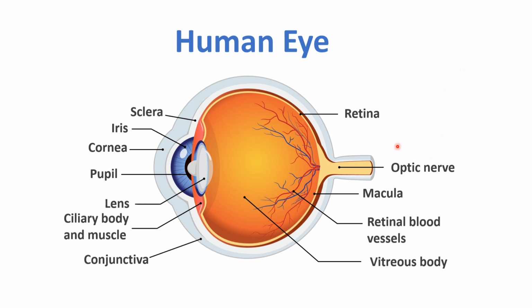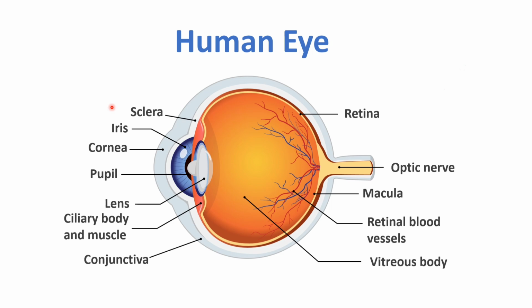Here there are two types of cells: cones and rods. They are sensitive to bright light and dim light. Next, optic nerves. The optic nerves transmit the signals to the brain. Next, the ciliary muscle. The ciliary muscle helps in changing the shape of the lens. It allows us to focus according to the distance that we see.